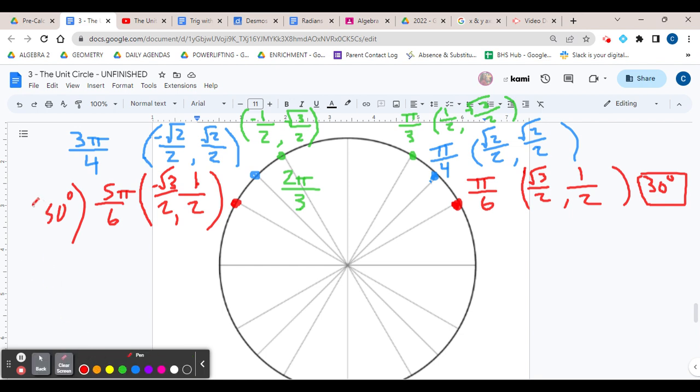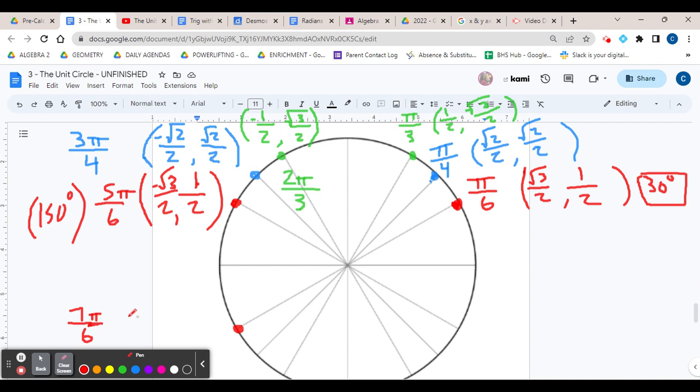All right, so coming down. All right, now let's finish these red ones here, okay? So here we have 5 pi over 6 is negative root 3 over 2 and 1/2. When we come down here to this point, which I believe is like 210 degrees, that point right over there is going to be at 7 pi over 6 radians.